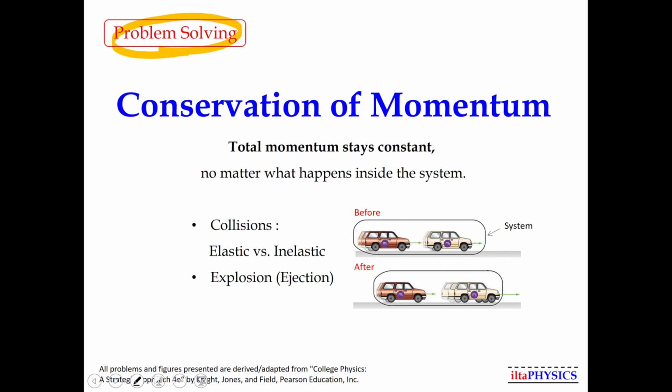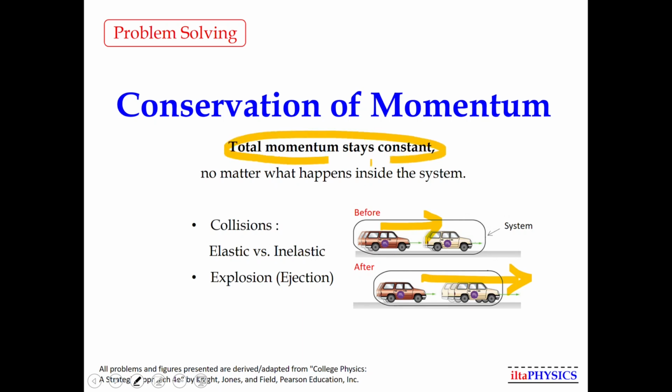The problems we're going to tackle today are all about the law of conservation of momentum. As you can see in the diagram, even when two cars collide and their individual velocities change, the total momentum of the entire system remains constant before and after the collision. That is the core of the law of conservation of momentum.